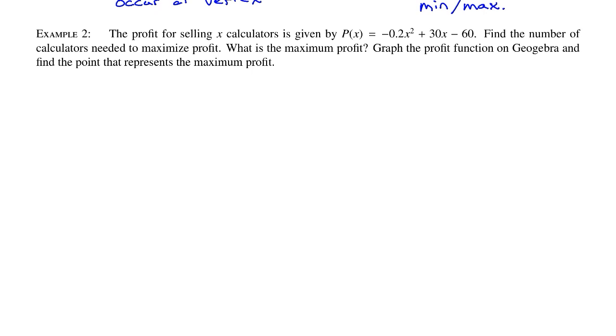Let's look at example number 2. The profit for selling x calculators is given by p of x is equal to negative 0.2x squared plus 30x minus 60. Find the number of calculators needed to maximize profit. What is the maximum profit? Graph the profit function in GeoGebra and find the point that represents the maximum profit.